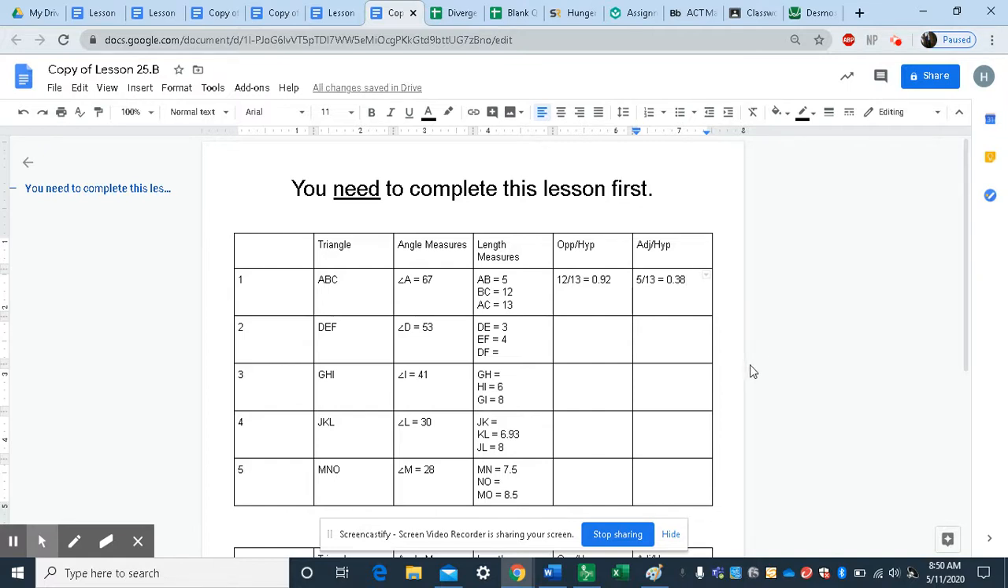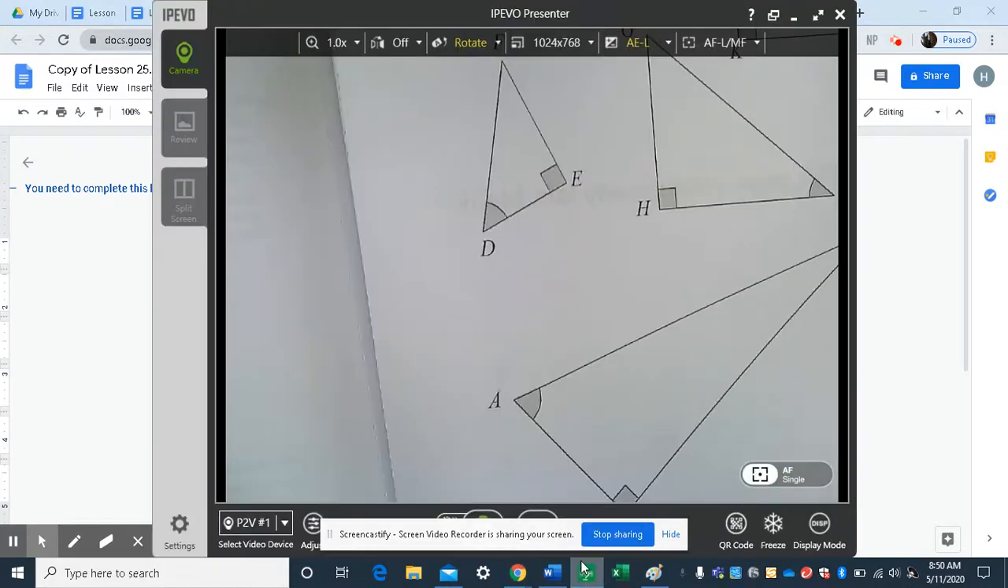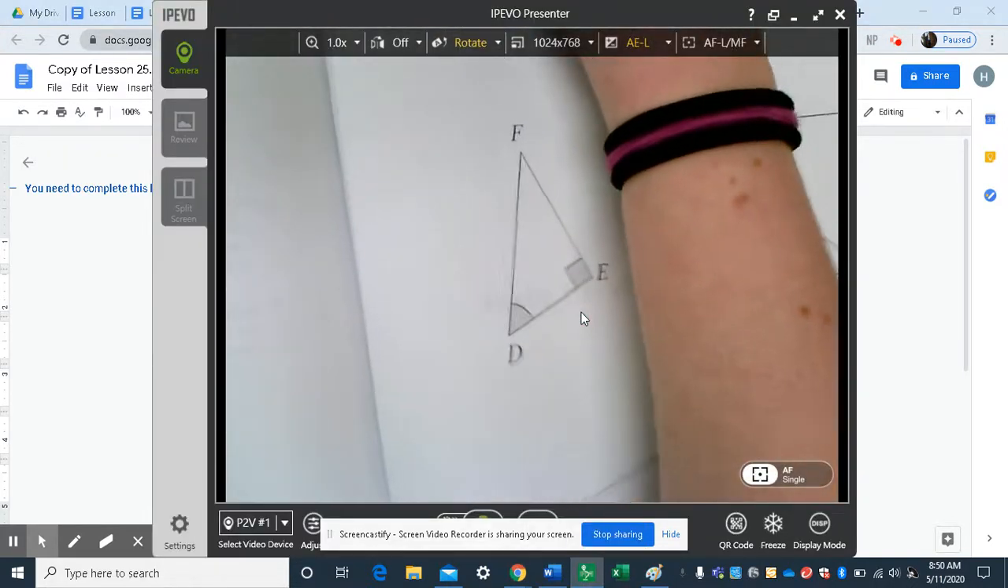So I apologize. It should be 0.38. I mistyped. Okay, moving on to the next triangle. So we have the missing side. So we're going to come over to our triangle so that we can see which missing side we have.